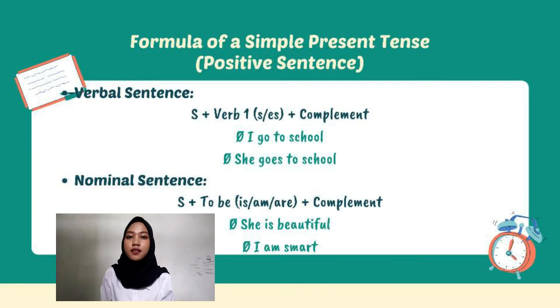For nominal sentence, the formula is subject plus to be (is, am, are) plus complement. For example, she is beautiful. She as subject, is as to be, and beautiful is complement. And then the second example is I am smart. I as subject and am as to be, and then smart as complement. I will explain the use of to be is, am, are in the next slide.